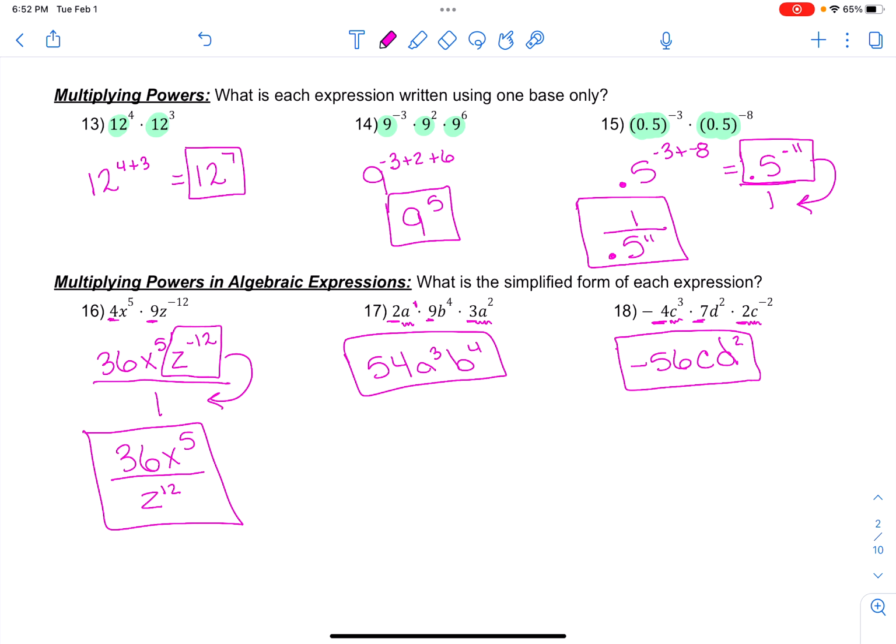It is very important to note as well that 56 is negative, and that's okay. We do not have to move that into the denominator. We only do that with negative exponents. Negative whole numbers, totally fine. We do not have to move those.